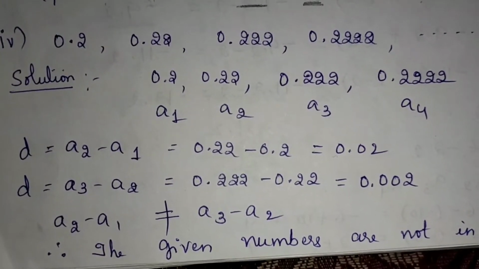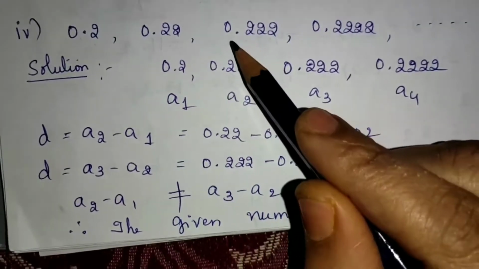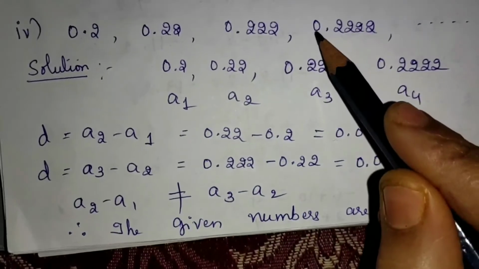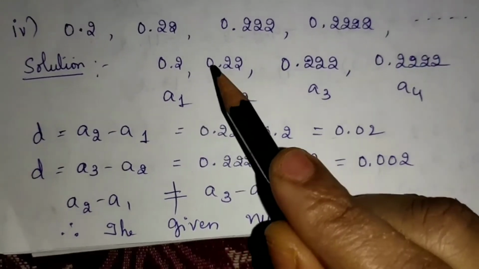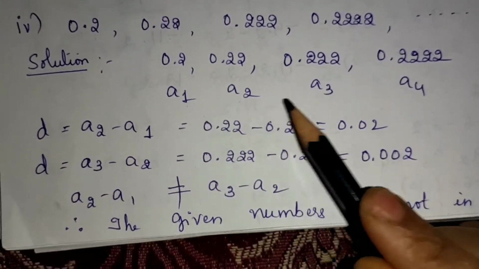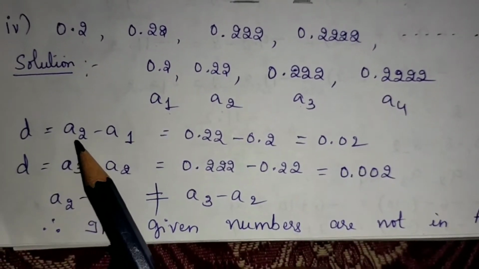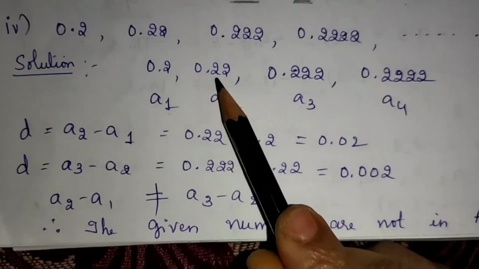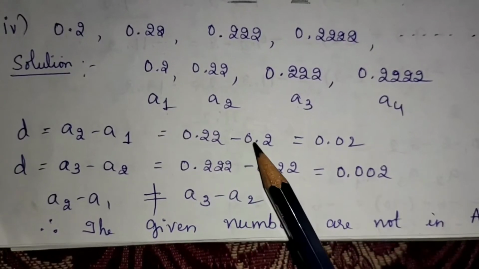Question number 6 is 0.2, 0.22, 0.222, 0.2222, etc. Now write the pattern. Call them A1, A2, A3 and A4. Find out the common difference by taking second term minus first term. That is, second term 0.22 minus the first term 0.2.